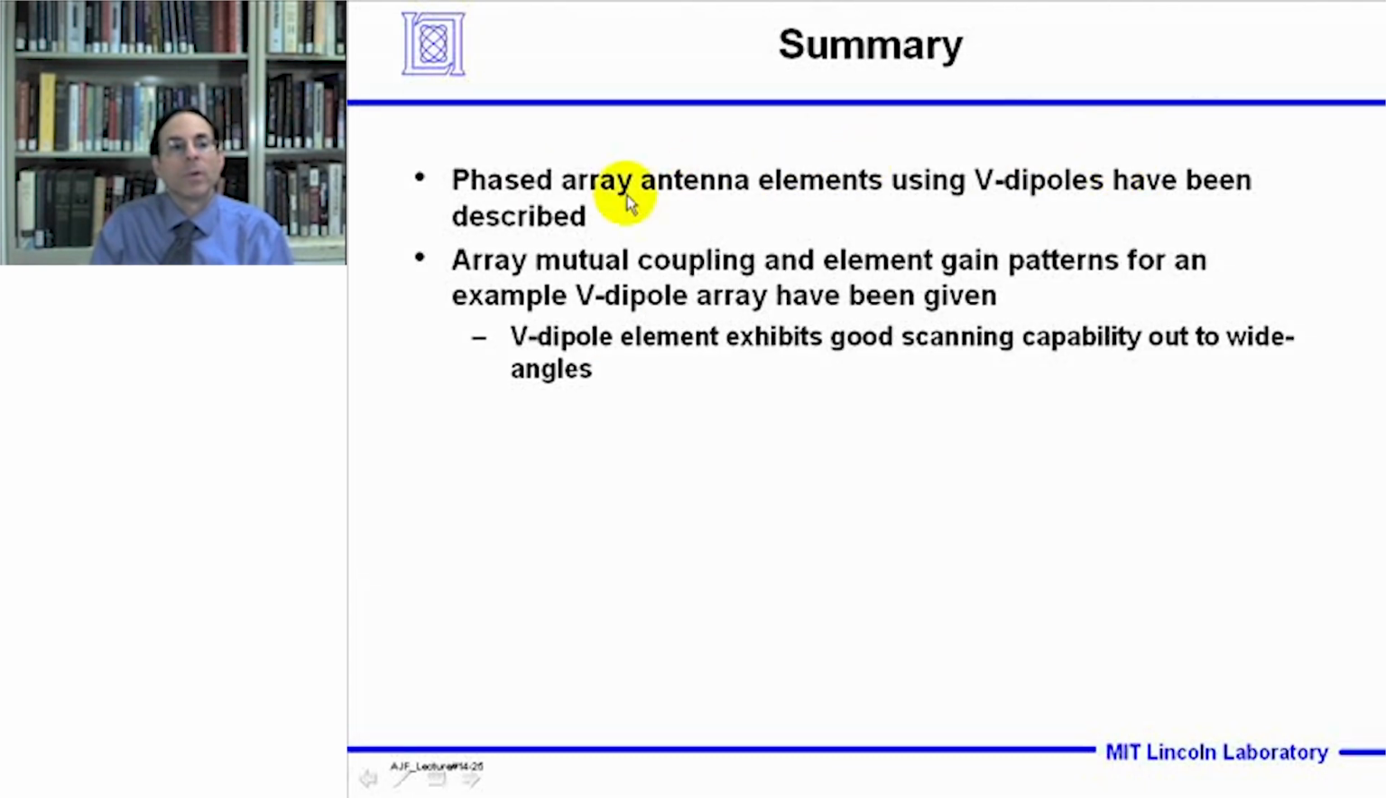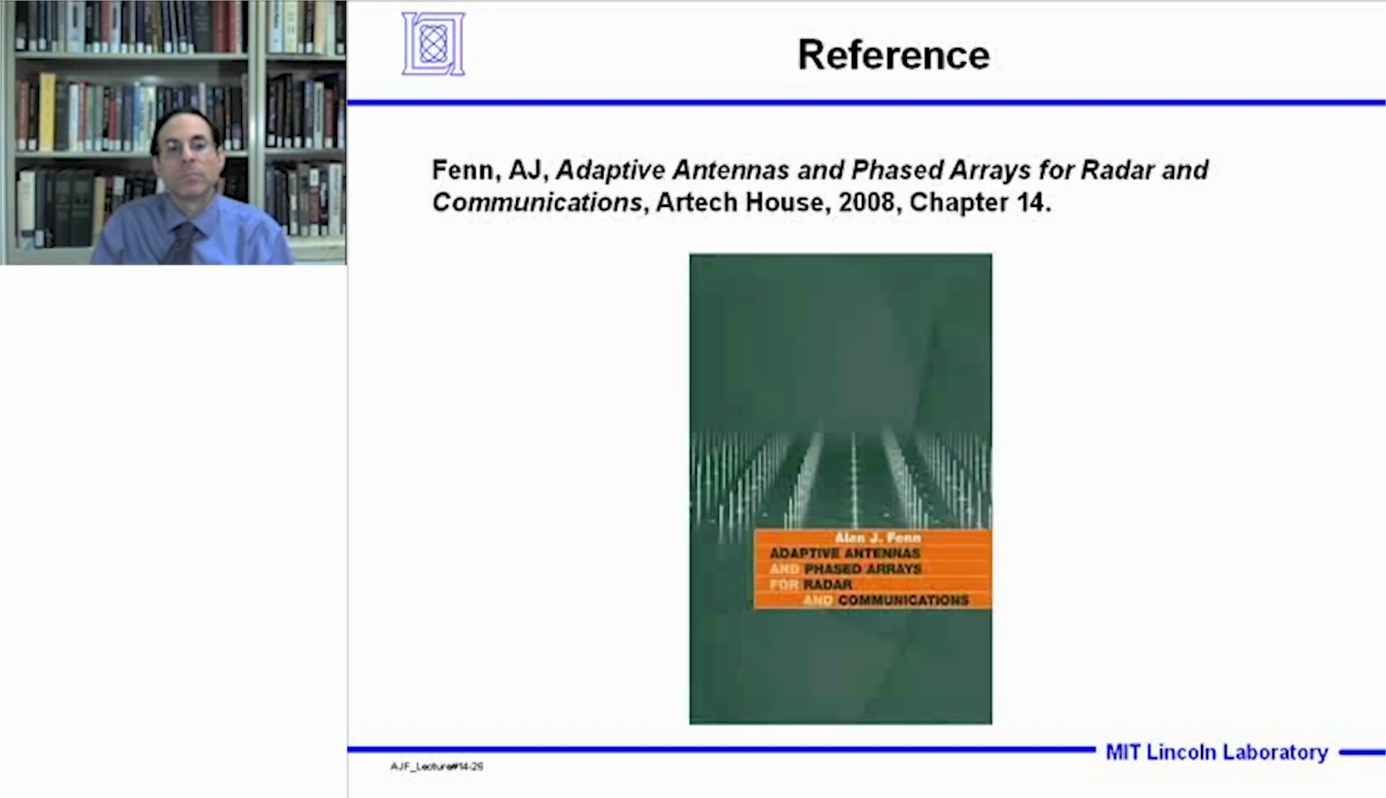So let's summarize. Phased array antenna elements using V-dipoles have been described in this lecture. Array mutual coupling and element gain patterns for an example V-dipole array have been shown. And the V-dipole element exhibits good scanning capability out to wide scan angles. Chapter 14 of the book, Adaptive Antennas and Phased Arrays for Radar and Communications, contains additional information that can be used to supplement this lecture.